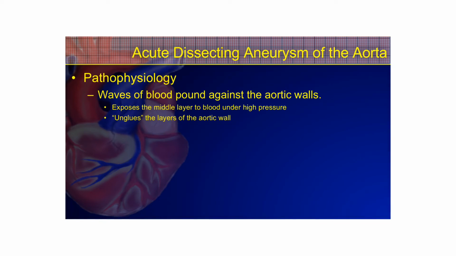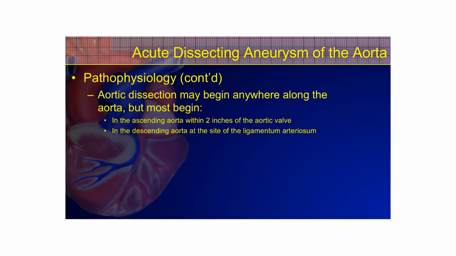So, an aortic aneurysm may begin with a tear in the inner lining of the aorta, which is the intima, right, the tunica intima, near the weakened portion of the vessel. Blood flows through the tear and between the layers of the vessel wall, exposing the middle layer to blood under high pressure. So that tunica media is now going to be exposed. Blood fills the space between the layers of the vessel, causing them to separate or dissect. With each ventricular systole, blood is forced into the torn arterial wall, which creates a false channel between the intimal and the medial layers of that aortic wall.